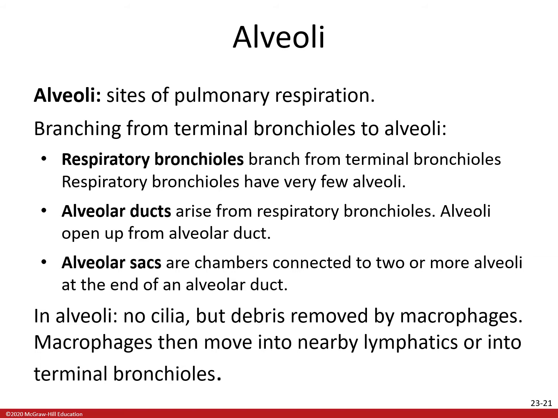So branching from terminal bronchioles to alveoli, we are going to have respiratory bronchioles, and then alveolar ducts, and then our alveolar sacs, which are going to be made up of individual alveoli. In the alveoli, we are not going to have any cilia, but debris is going to be removed by macrophages thanks to our lymphatic system. And macrophages then are going to move into nearby lymphatic vessels or possibly into the terminal bronchioles to be coughed out and up.